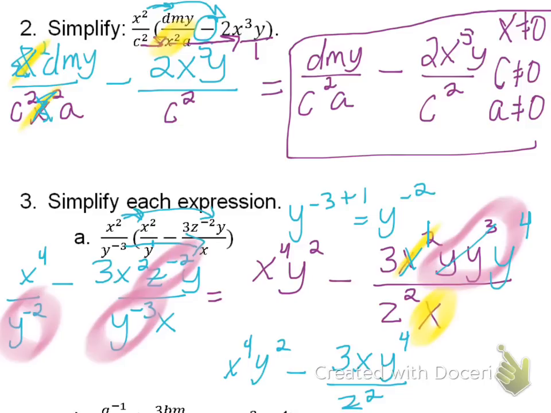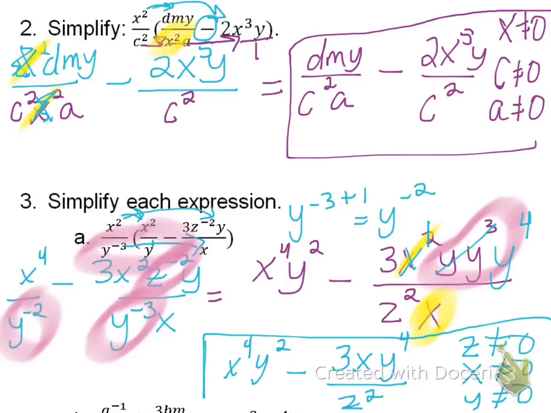Then we need to list our excluded values, so we need to look at anything in the denominators. So we have a z, we have an x, and then looking back at the original, we also have y's in the denominator. So z, x, and y cannot be 0. And that's our, oops, I cut off my 4. That's our final answer for that one.